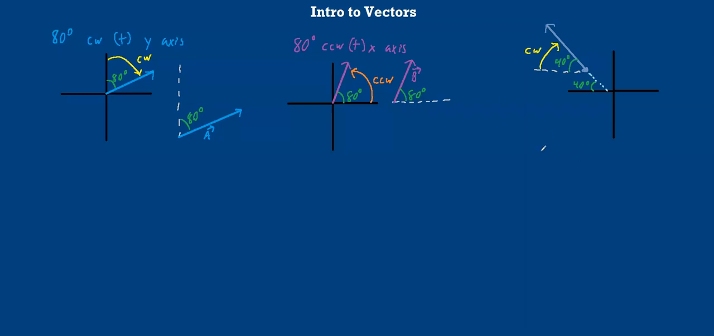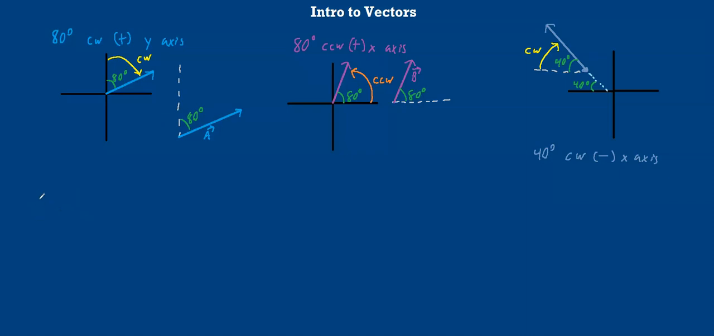Well, we can write it out as 40 degrees clockwise from the negative x-axis. And how do I know that it's the negative x-axis? Well, it's starting from the left, and left is the negative x direction. And so hopefully this is just too easy, too obvious. But let's go ahead and try a couple more examples.